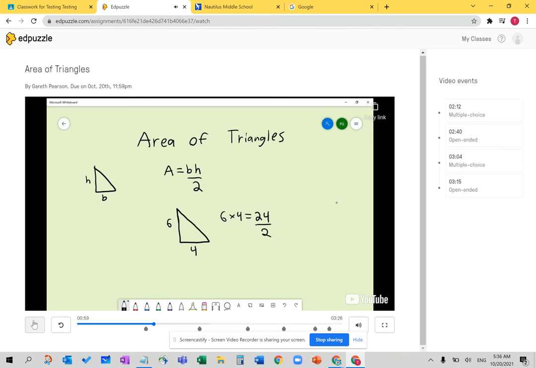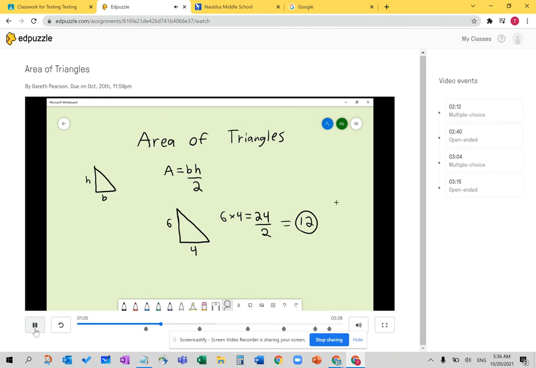Notice that by watching the video and by listening to it, you can automatically tell if you were right or not, and you can better understand the material. Again, please keep the audio on when you're listening to the video. It really helps. 24 divided by 2? 12. Congratulations, you found the area of your triangle.